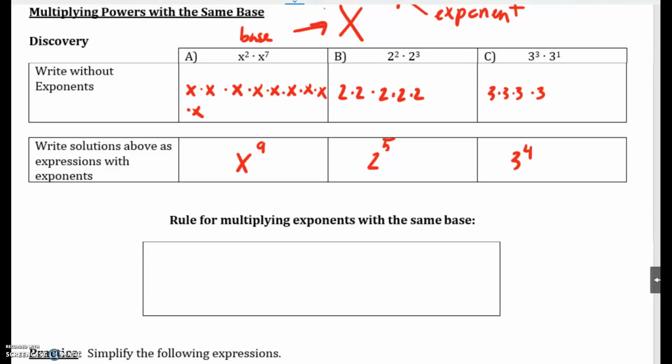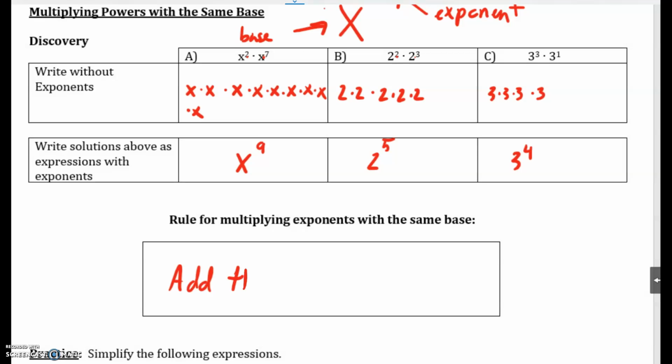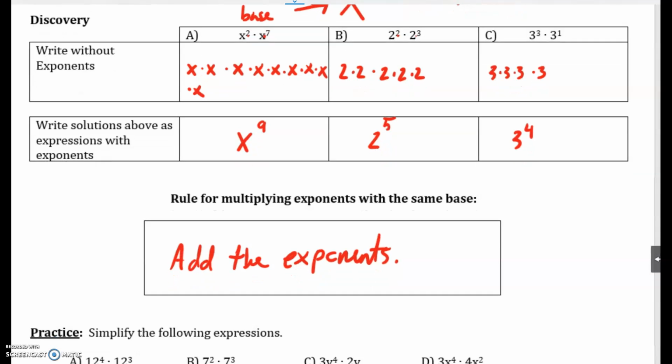That's what's going on. And hopefully by now you have this rule. You've observed what the rule is. So what's the rule for multiplying exponents with the same base? Well, how do 2 and 7 make 9? How do 2 and 3 make 5? How do 3 and 1 make 4? You can add the exponents together. Okay, so the shortcut for when we are multiplying something with the same base, to simplify it down, you can add the exponents.